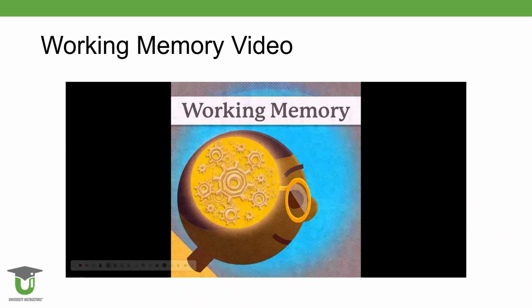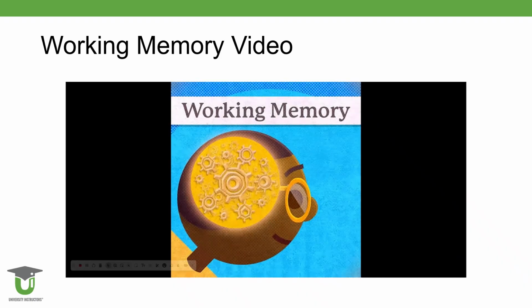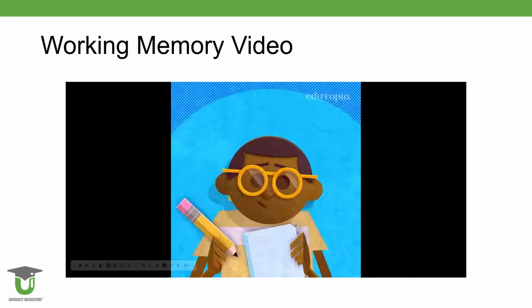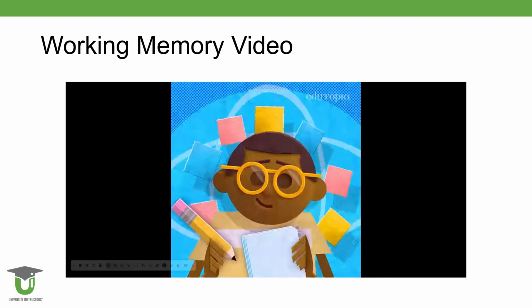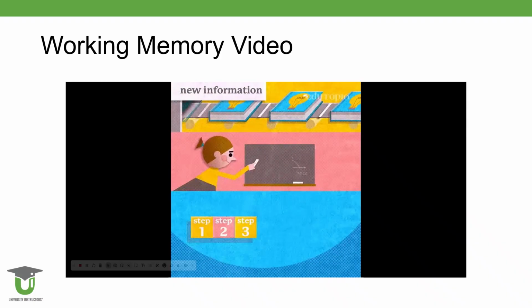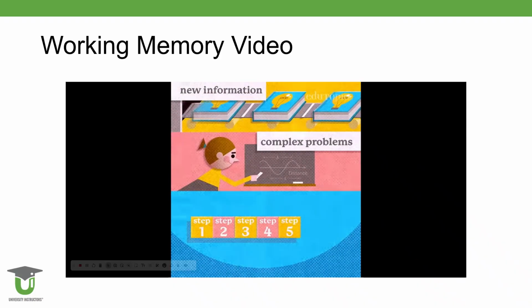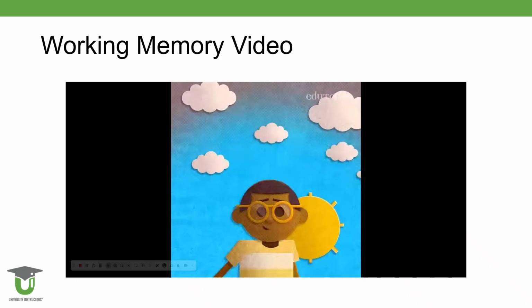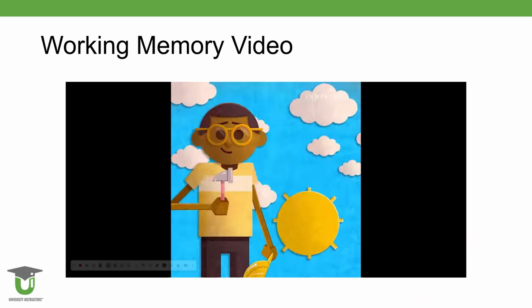Working memory is where we temporarily store information we're actively manipulating. It's like the brain's sketchpad, or you might think of it as a kind of mental post-it notes. Whether we're contemplating new information, actively solving complex problems, or following directions, working memory provides both the cognitive space and the cognitive tools to process new thinking.